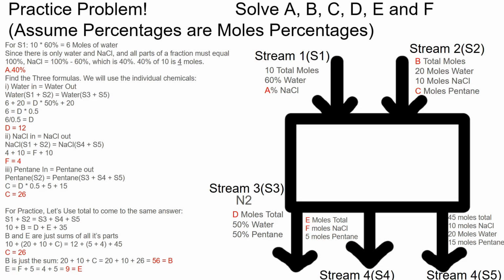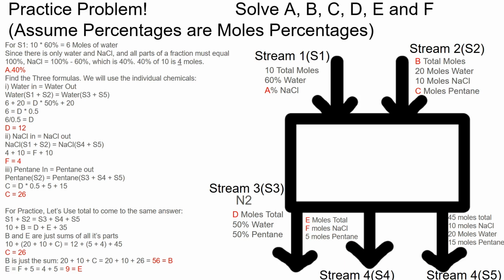Now, let's find the 3 formulas. We will use the individual chemicals. So that's water in, which is in stream 1 plus stream 2 is equal to stream 3 plus stream 5 for the water, which is 6 plus 20 is equal to D times 0.5 plus 20. Now, that should leave you with D is equal to 12.